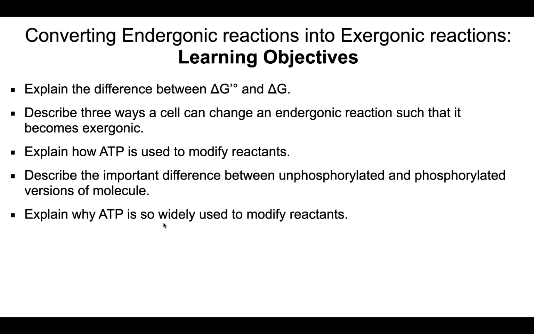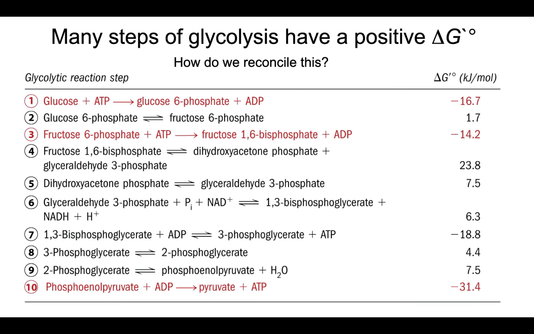So here I have a list of the 10 biochemical reactions that occur in glycolysis. These are reactions necessary to convert glucose into pyruvate. In order for the cell to do this, each one of these reactions must be exergonic. Otherwise, this wouldn't work. Some of them would be going in the reverse direction when they need to be going in the forward direction.